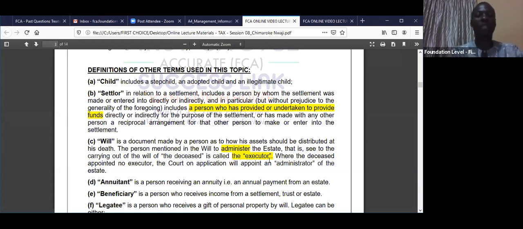Okay? Will. A will is a document made by a person to show how his assets, which I can say his estate, should be distributed at his death. So the person mentioned in the will to administer the estate is called the executor. So if you are mentioned in the will that please execute my will in the event of my demise, it means you are the executor. Now, when the deceased has no executor, one will be appointed for him. The court will appoint an executor.